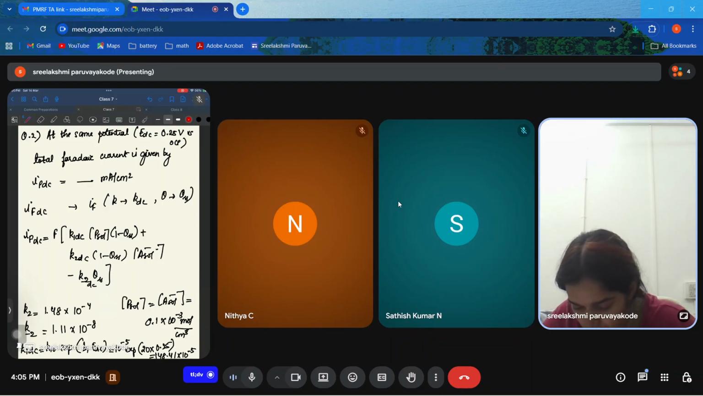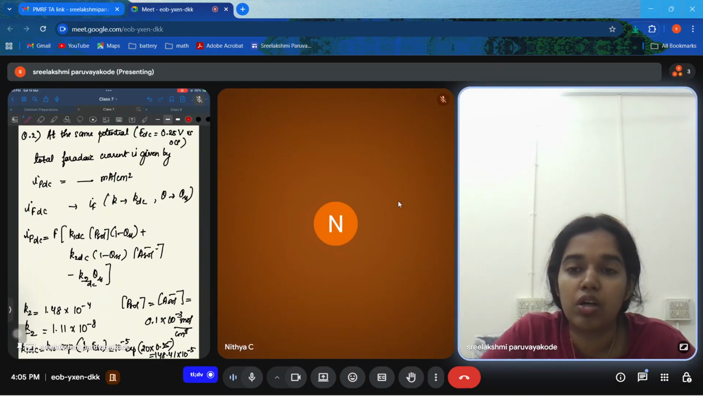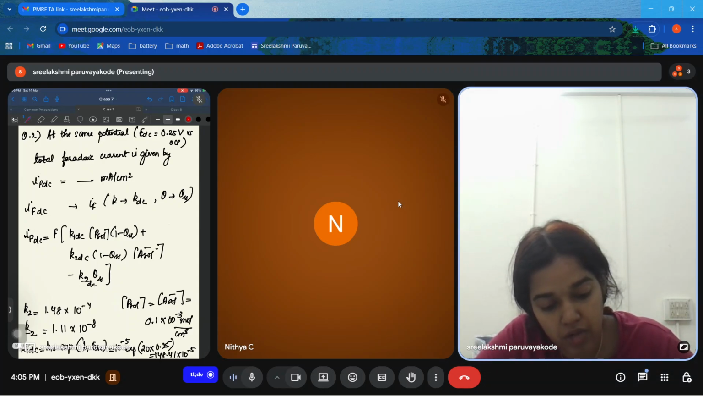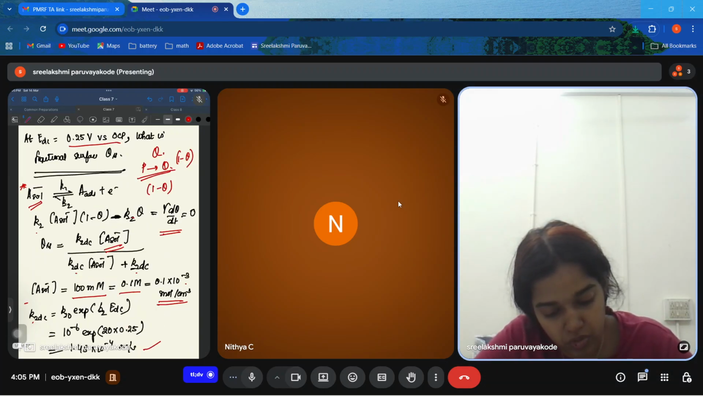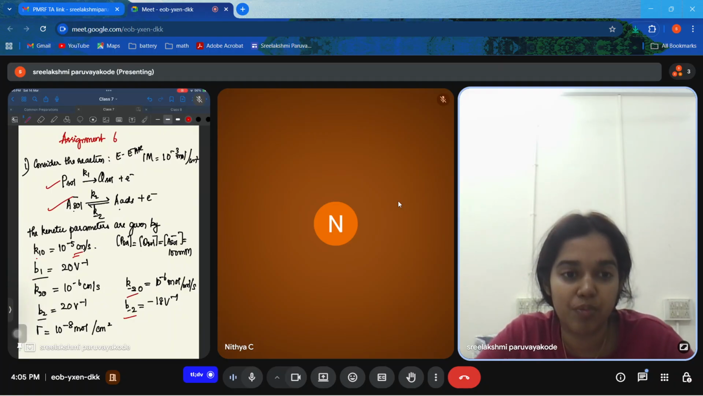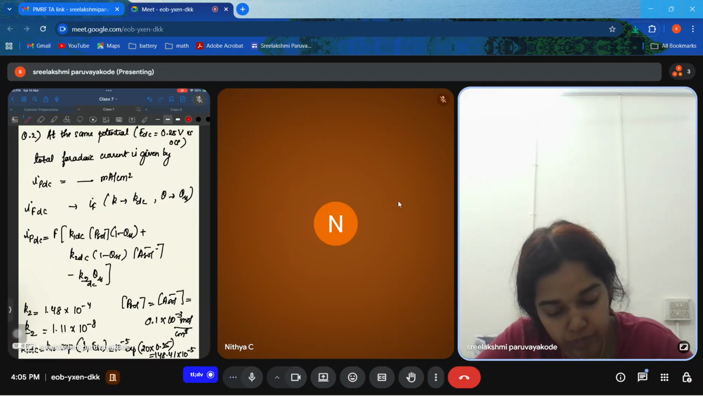at the same potential, which is 0.25 volt versus OCP. You have to find out the total Faraday current. So the total Faraday current is again dependent upon all the steps where an electrochemical reaction is involved. So you have here all the three steps. That is the first step, second step, and the backward step of the second step. All of these have electron transfer, so all of them correspond to current. You need to have the answer in milliamp per centimeter square.